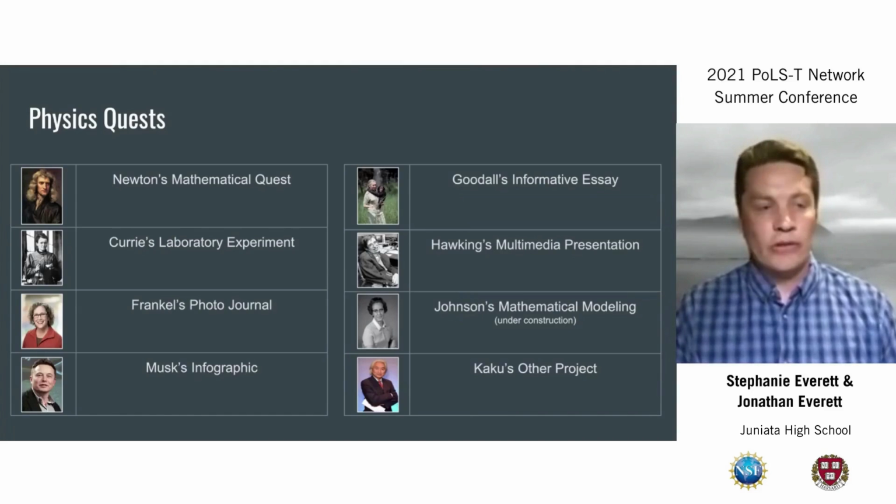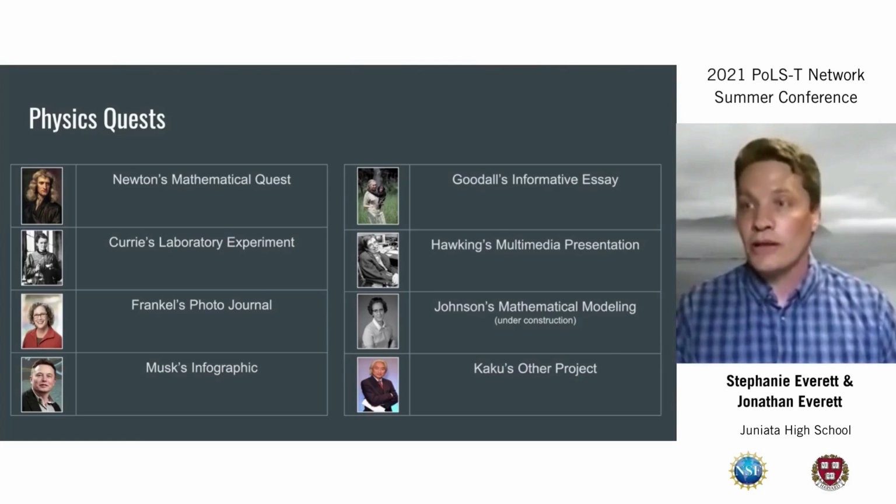One of the neat elements with laying it out this way is that when the student decides which quest they wish to pursue for the unit assessment, they see the link between the image of the famous scientist and the name of the quest. And there are times in class where they're like, well, who the heck is Curie or who the heck is Frankel? And it gives them an opportunity to look that up and to learn a little something about that active scientist.